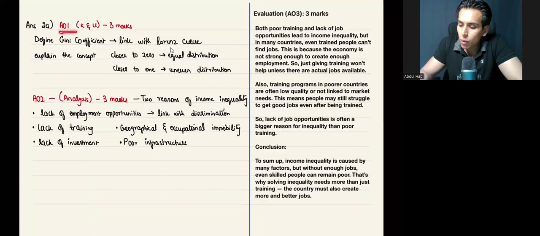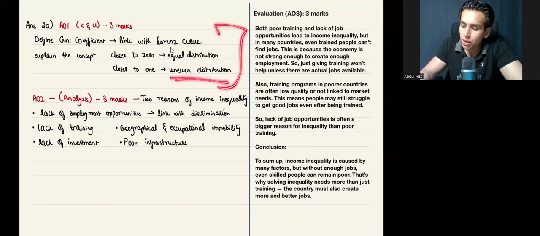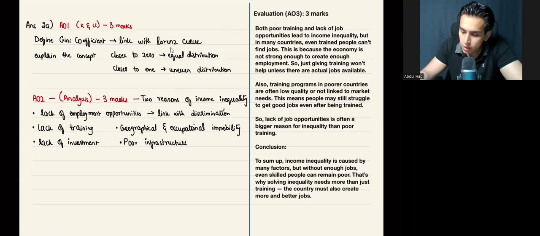Now this is your AO1, knowledge and understanding of 3 marks. Define Gini coefficient, that is your knowledge part. You have to link it with Lorenz curve. Then you have to explain the concept that if you are closer to zero, this means that there is equal distribution of income going on. If you are away from zero or closer to one, there is uneven distribution of income. This will help you gain 3 marks of knowledge. That is AO1.